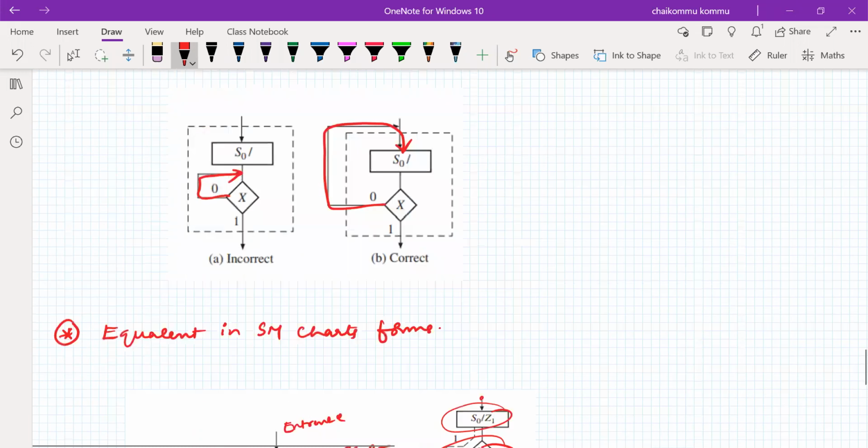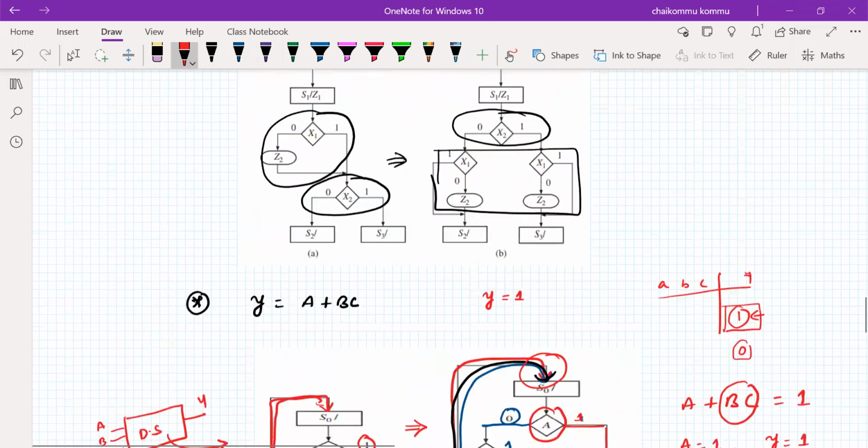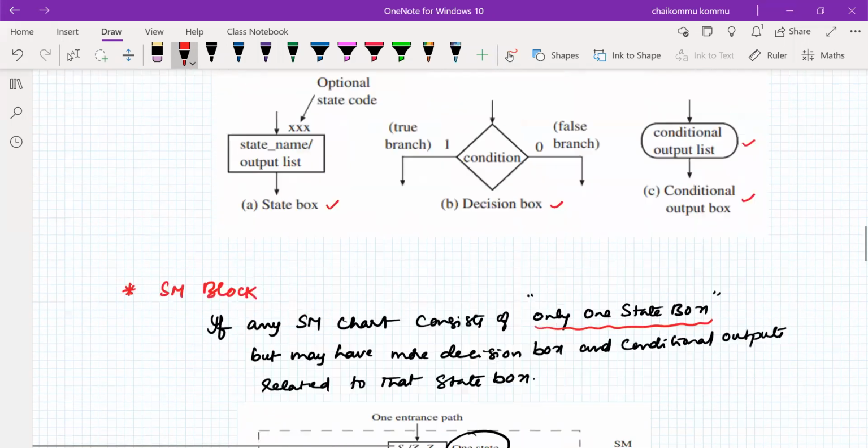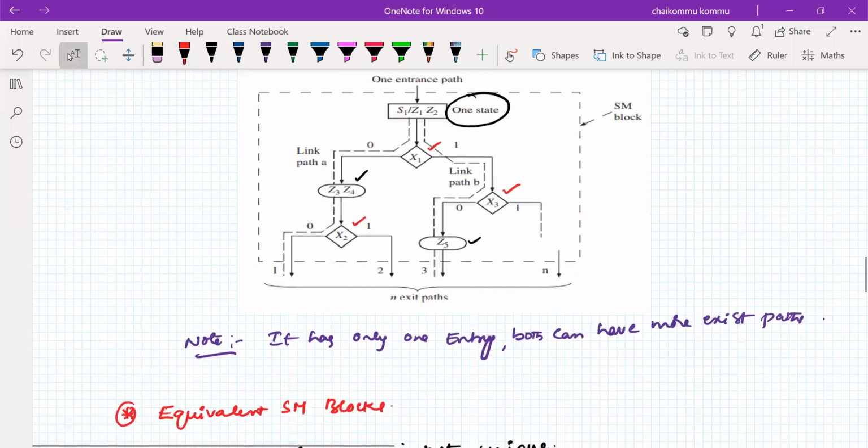Okay, so these fundamentals you should know when you are drawing the state diagrams. In the next class we will see how we convert the state diagram into an SM chart. And for example, if you take any digital system, how do we generate the state chart or SM chart for that particular digital system?